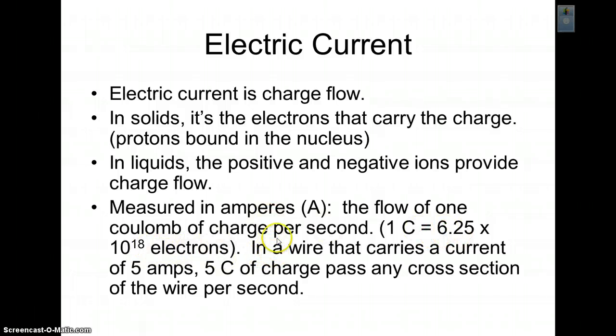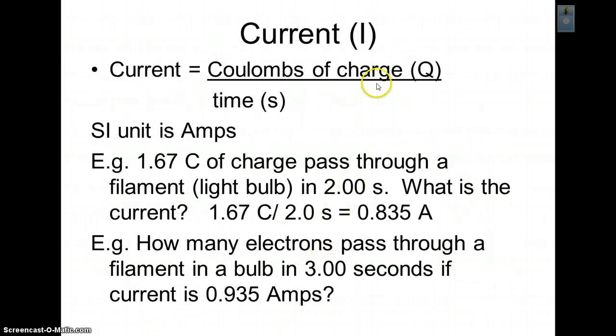In a wire that carries a current of 5 amps, basically 5 coulombs of charge pass any cross-sectional area of the wire per second. We symbolize current with I. That's going to equal coulombs of charge, Q, over time, t. And the SI unit for current is the amp.